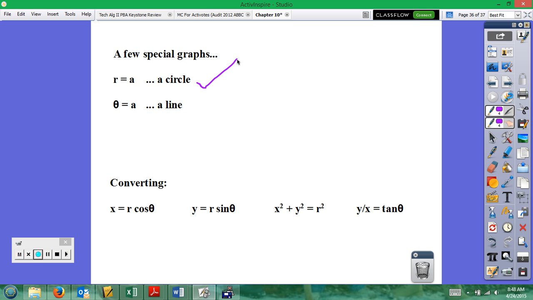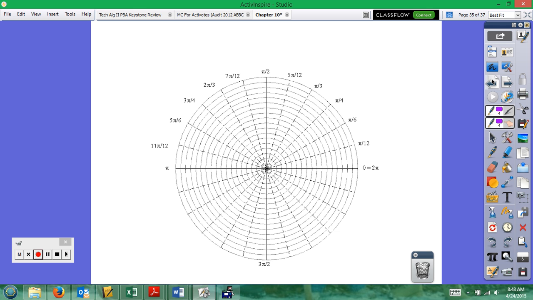The second special graph there, theta equals a. Basically just theta equals a number. That's a line. So if I were to do, for example, theta equals pi over 3, it means graph all of the points that would have an angle of theta equals pi over 3. So that is that line, all of those points there.